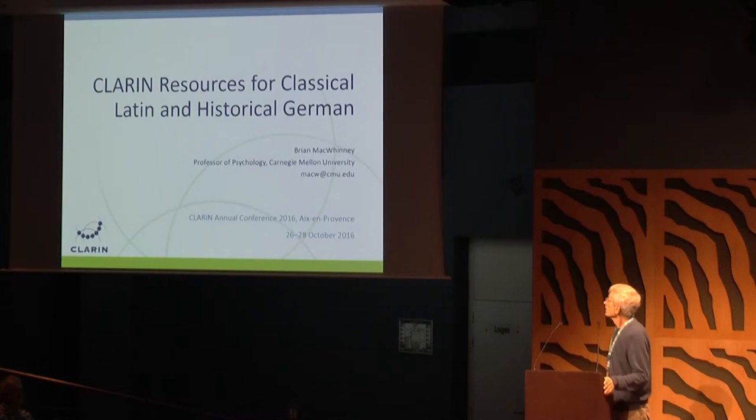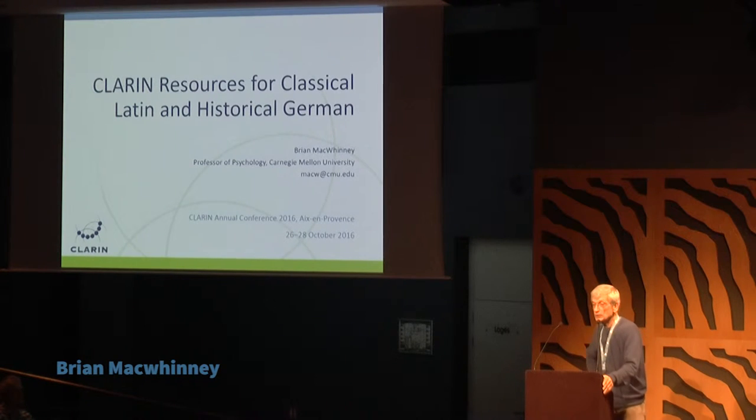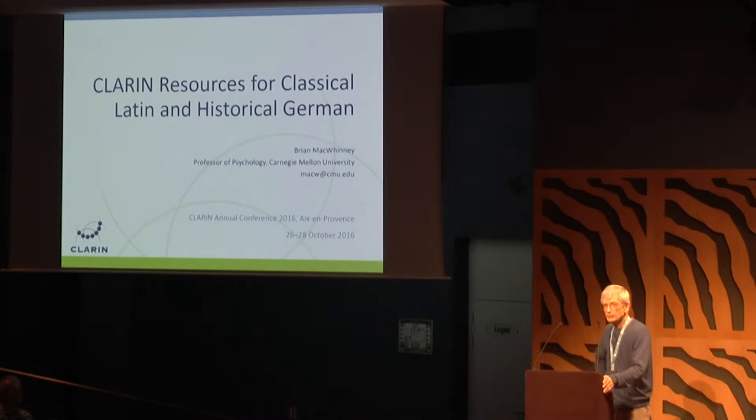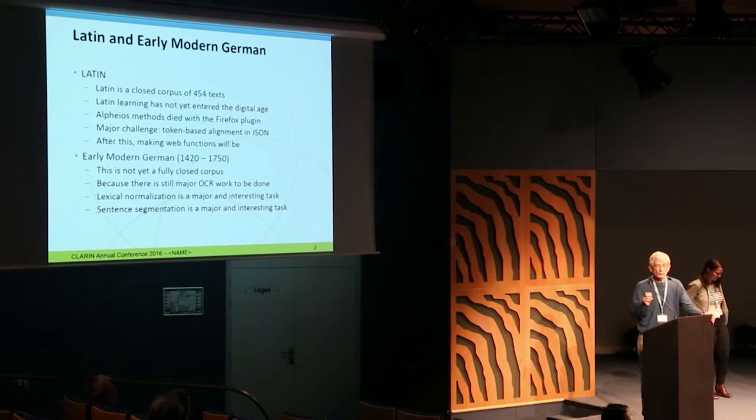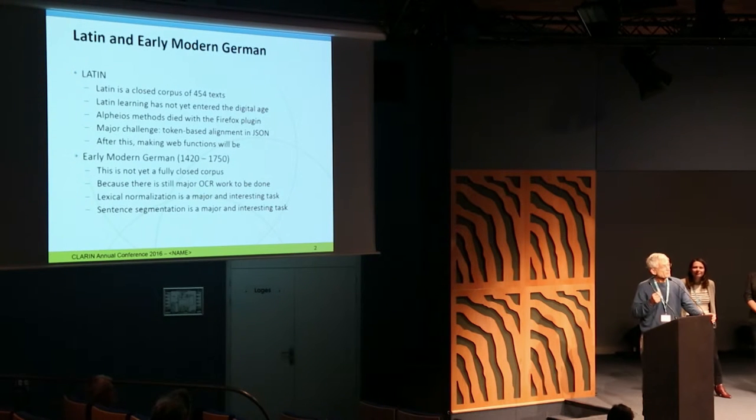So, classical, CLARIN resources for classical Latin and historical German. Historical German, this is the German from about 1420 to 1700. You know, Latin turns out to be a wonderful thing for corpus linguistics because it's a closed corpus, very interesting stuff: Cicero, Caesar, Plautus, Virgil.